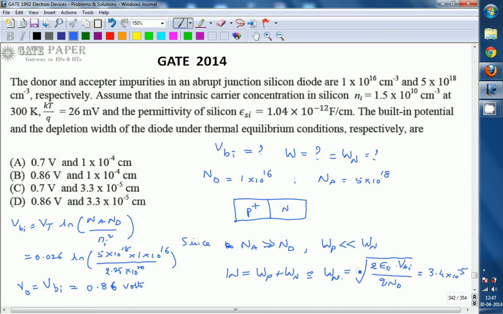This 3.4 into 10 power minus 5 is nearest to 3.3 into 10 power minus 5, so the right option for this one is D. So the built-in potential of the junction is 0.86 volts, and the width of the diode under thermal equilibrium condition is 3.3 into 10 power minus 5. So the right option is D. Thank you.